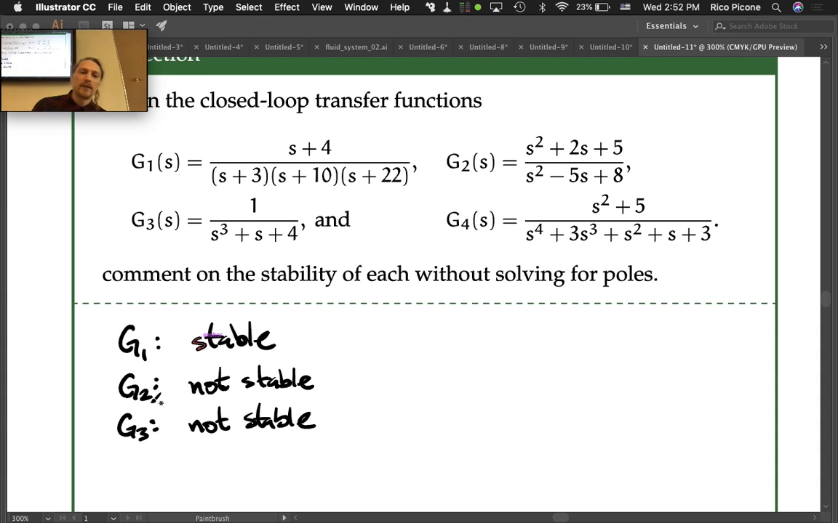And finally, G4, not G6. I don't know why that song just came into my head.